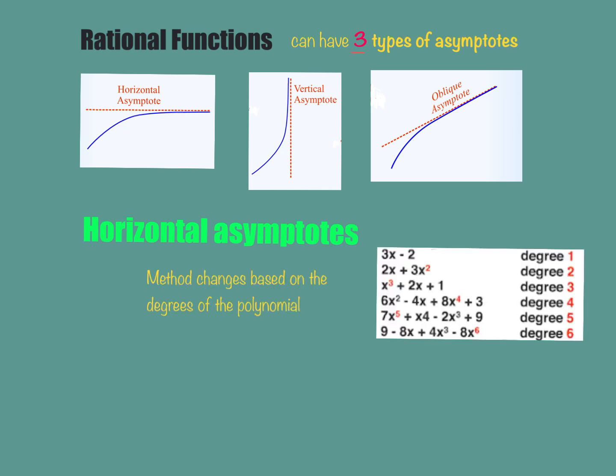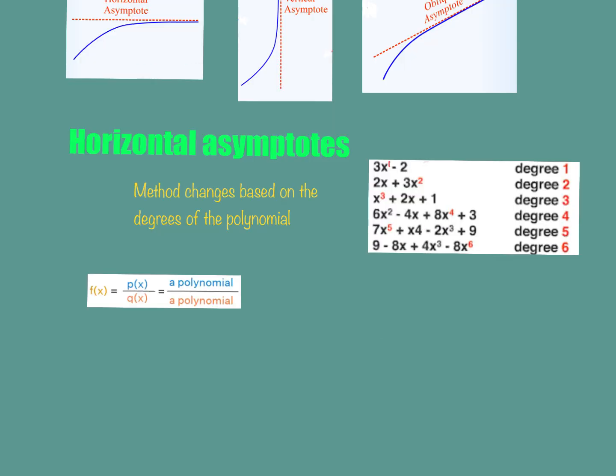For example, the polynomial 3x minus 2 will have a degree 1 because its exponent is 1. And so the highest exponent in 2x plus 3x squared is 2. So the degree will be 2, and so on. Now, as you know, a rational function has 2 polynomials, one in the numerator and one in the denominator. Now, there are 3 rules because there are 3 cases in finding the horizontal asymptote.